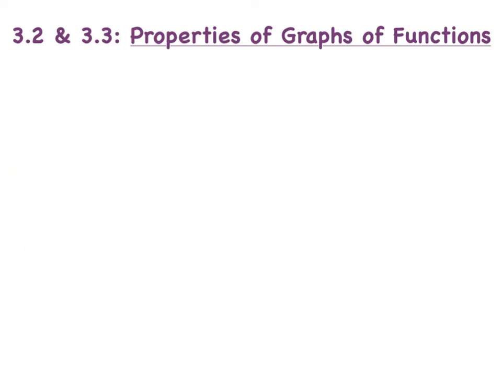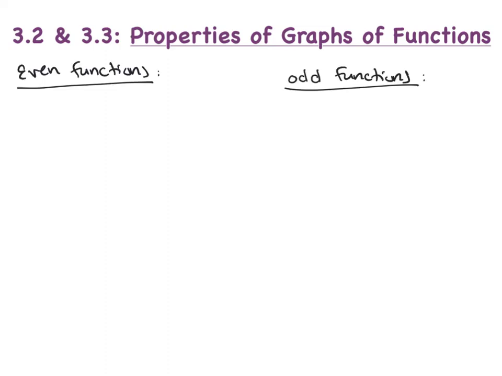There's one last concept that we need to cover in section 3.2 and 3.3, and that's the idea of even functions and odd functions. So even functions have a lot of symmetry. They actually are symmetric about the y-axis, and odd functions are symmetric about the origin.